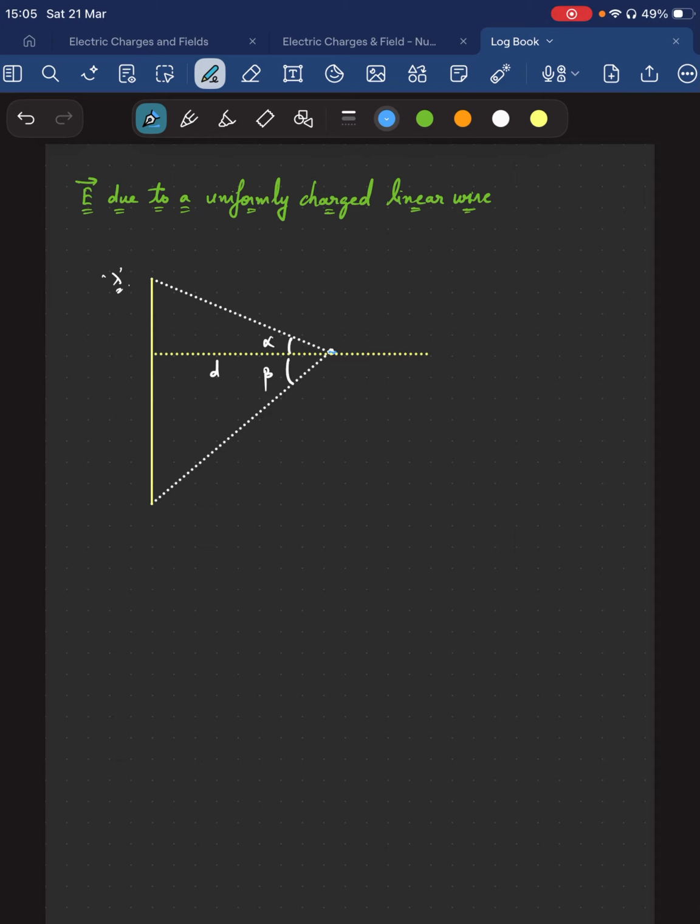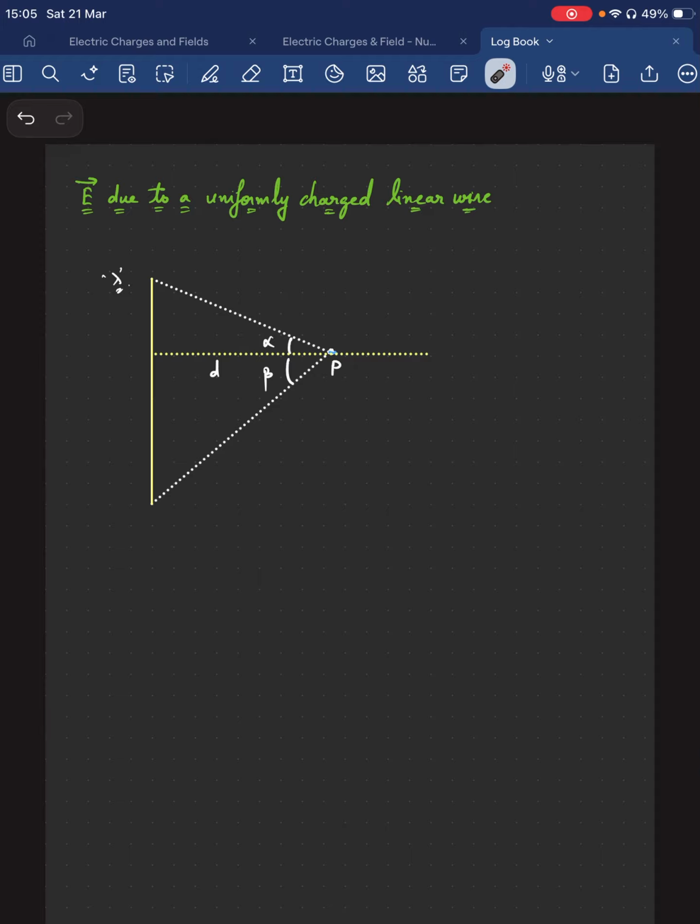We have a uniformly charged linear wire, and it's given that the linear charge density of this wire is lambda. We need to find out what will be the electric field due to this wire at a random point P, which is located d distance away from it. And rather than describing the length of the wire, we'll be writing the formula in terms of these angles, alpha and beta, which is kind of an indicator of the length of the wire over here, right?